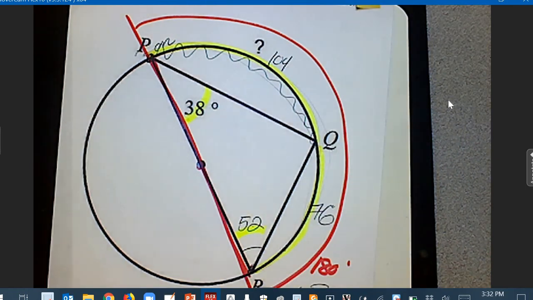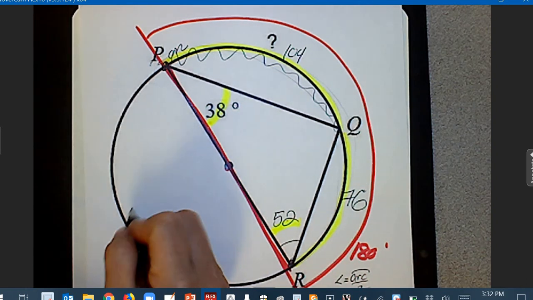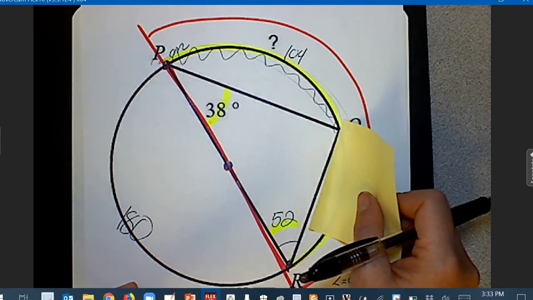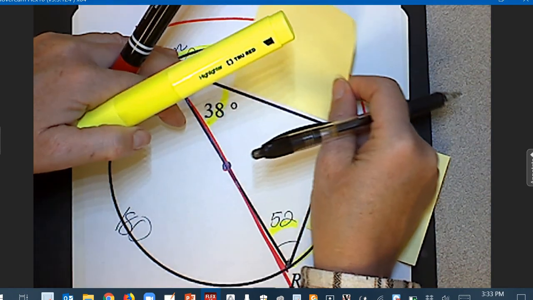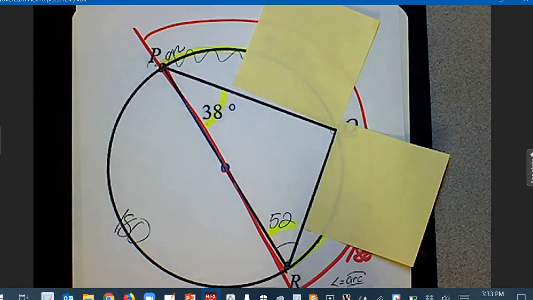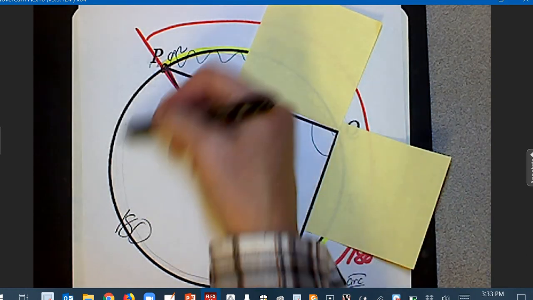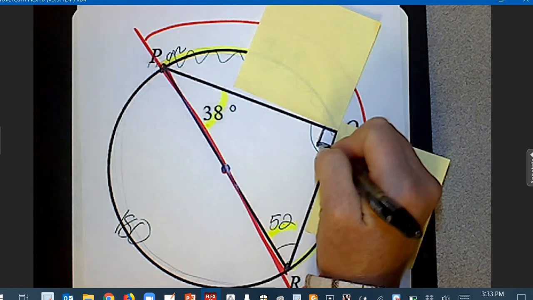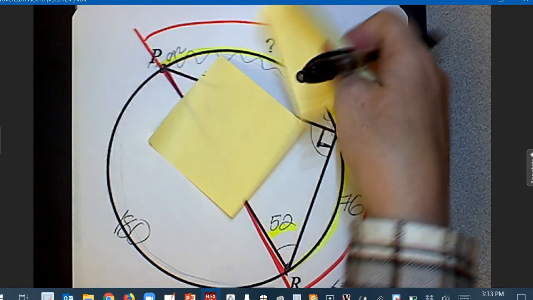You think you found everything, but it says all arcs and angles, so let's not overlook the obvious. We have a 180 arc over here. And you can frame at Q. Q is also an inscribed angle. Sweep the angle, sweep the arc. It's grabbing 180, so back here must be a 90-degree angle because it's inscribed, and inscribed angles are half the arc.